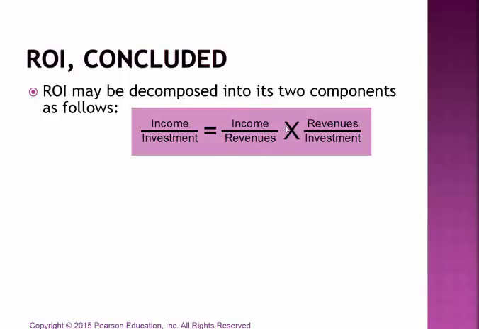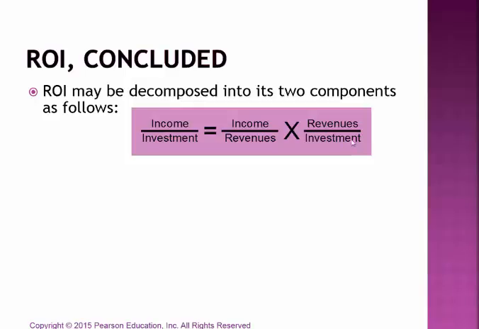Know this formula. It's the amount of return or income we're generating as a percentage of the amount of total sales. So again, return on sales. The other half of this is asset turnover. It's the amount of revenues generated per the amount of investment.